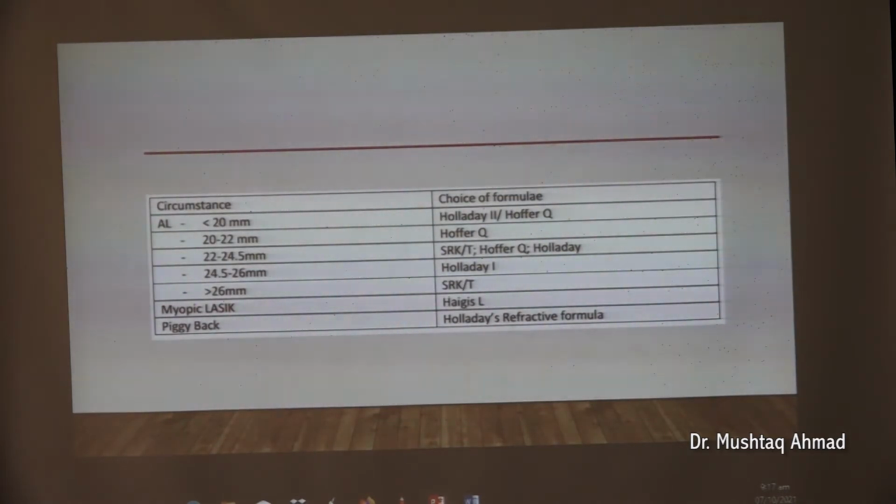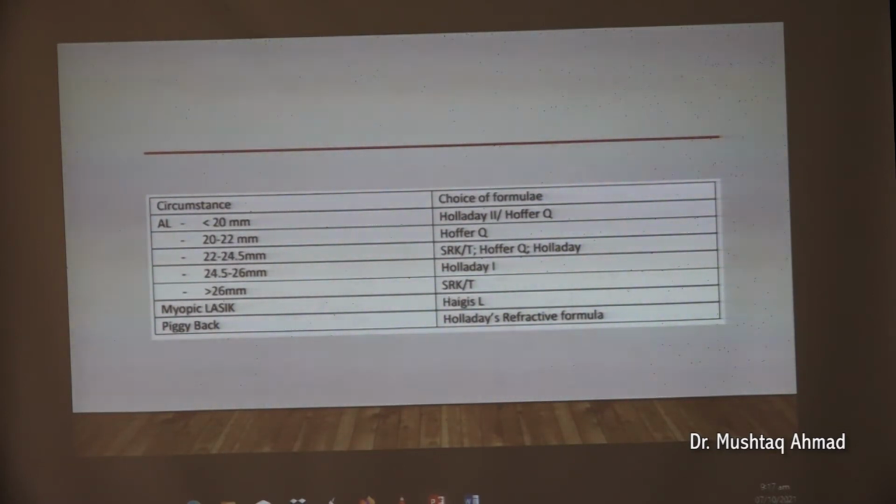This is another table which shows if axial length is less than 20 millimeters, then Holladay 2 or Hoffer Q; 20 to 22, then Hoffer Q; 22 to 24, then you can use SRK/T. Today we usually use SRK/T, but this is for normal axial length. This is, I think, the perfect formula. But if the axial length is short, SRK/T will give a refractive surprise.